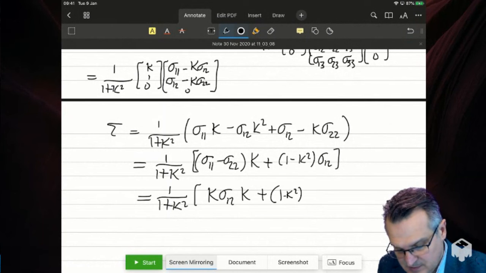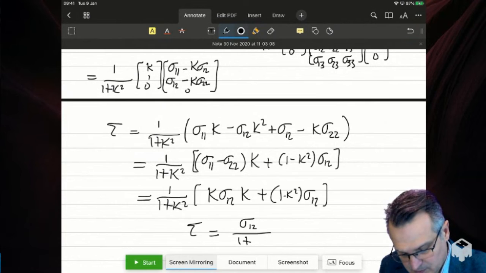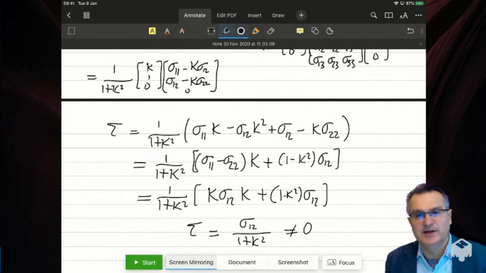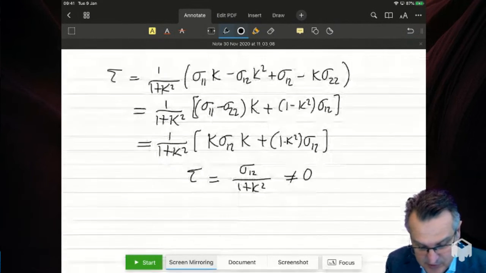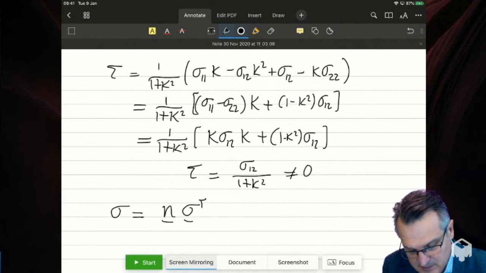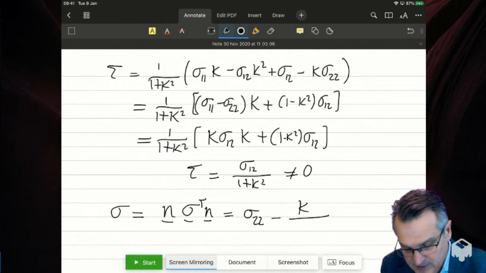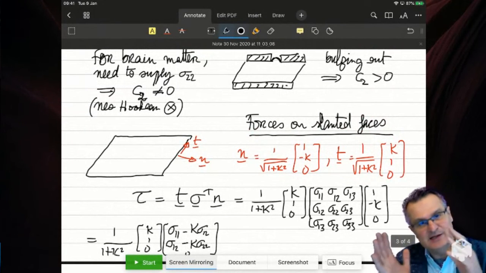And I can see that the k squared terms are going to cancel out. Tau equals sigma 12 over 1 plus k squared. And so tau cannot be 0. And what that tells you, and you can also compute sigma, the normal stress. What is it? It's going to be n sigma n. And you will find this quantity here. Again, it's not a 0 quantity, right? The second part cannot be 0. And so it means that you need to supply forces on the slanted faces.